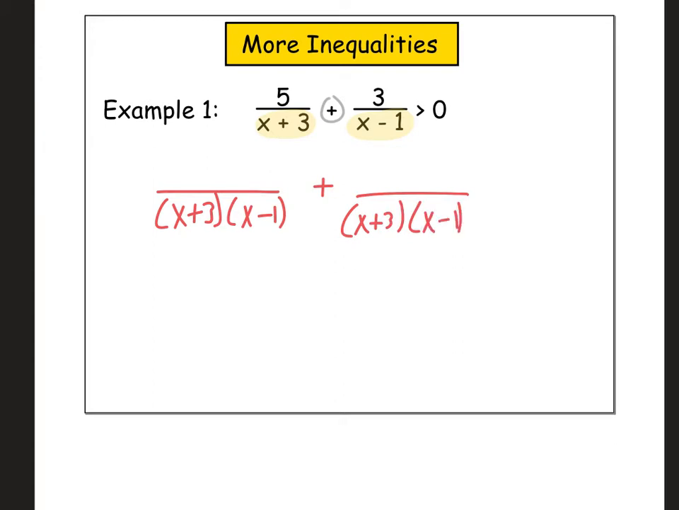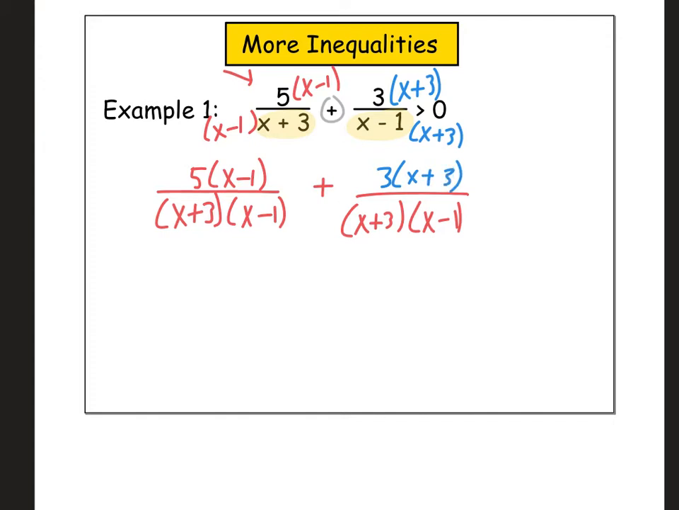And for this case, if I'm looking at the term on the left here, it just had the x plus 3, so I would need to multiply top and bottom by x minus 1. Okay, so the numerator is going to become 5 times x minus 1. And the other term, we're going to need to multiply top and bottom by the x plus 3 so that it will have each of those terms in the denominator as well.